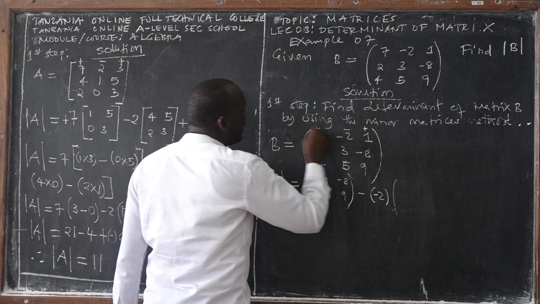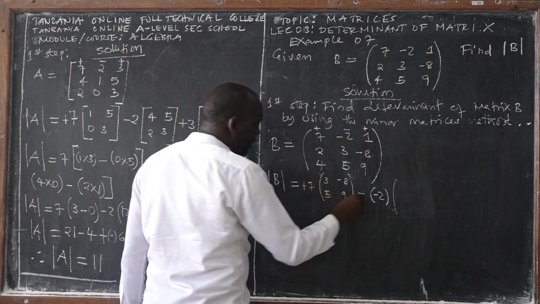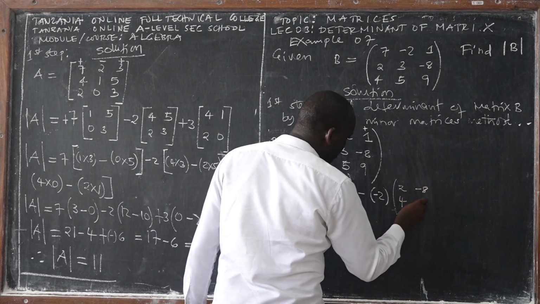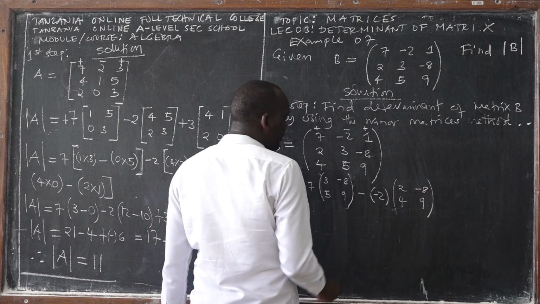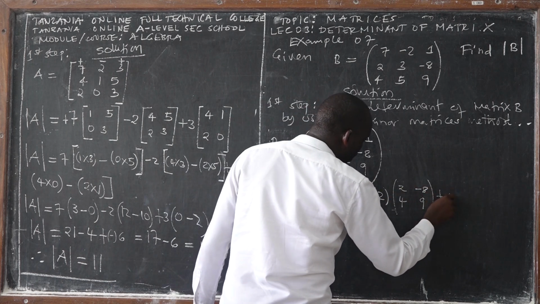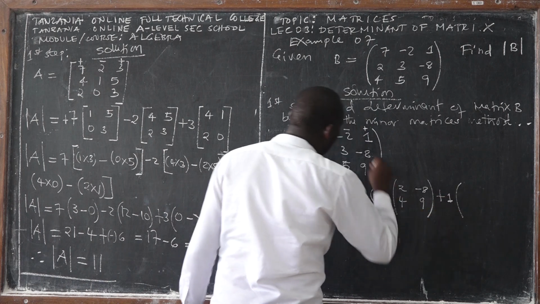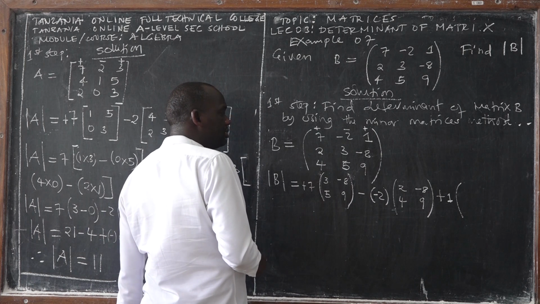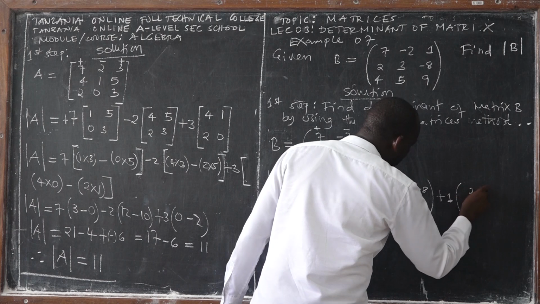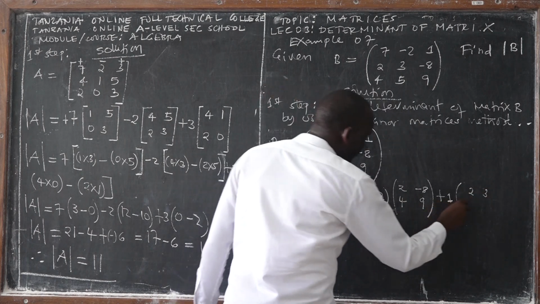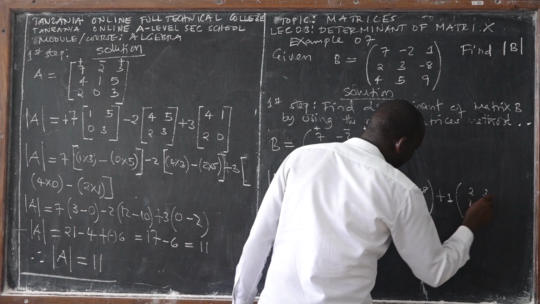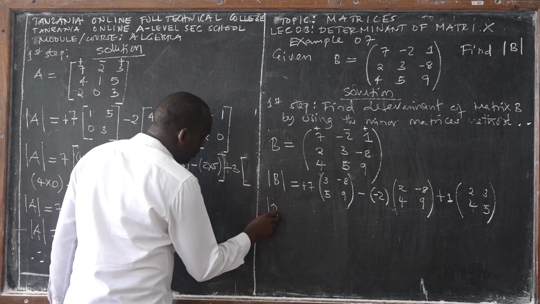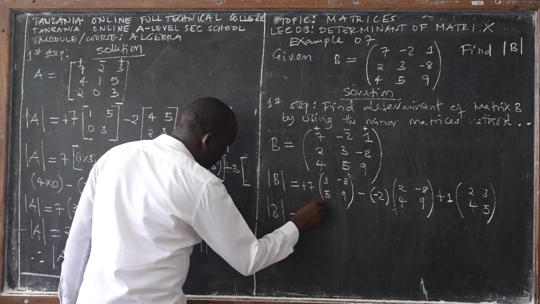Delete the first column and delete the first row. What do we have? 2, 4. Negative 8, 9. Okay? Then plus, or positive 1. Then we delete the third column and first row. Right? So we have 2, 3. 4, 5. Okay? Okay, class? Yes. So determinant of matrix B is equal to 7.